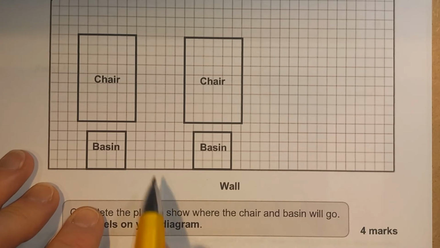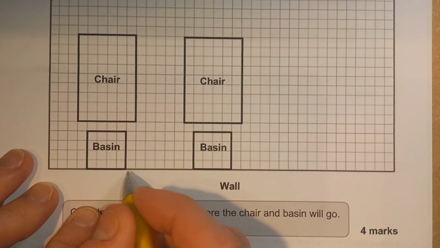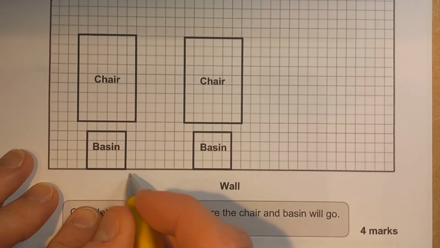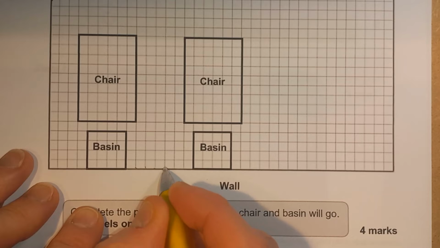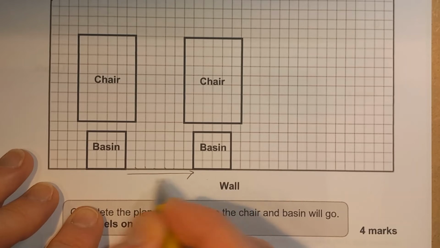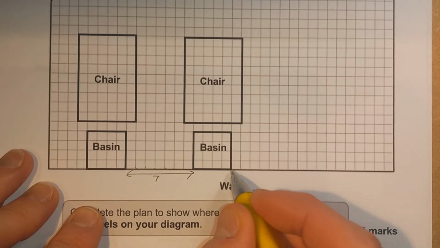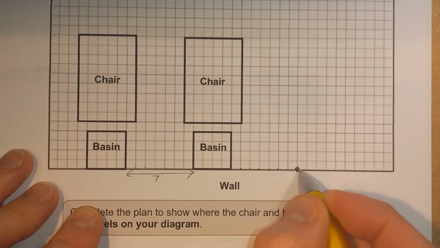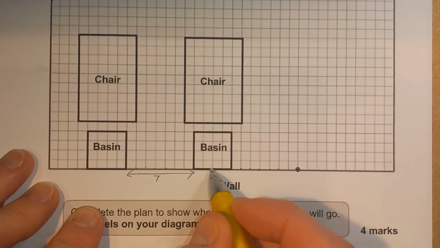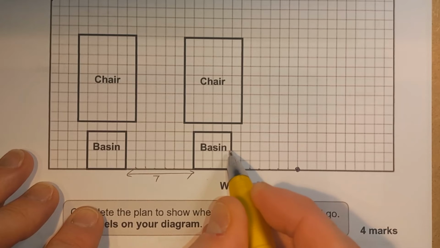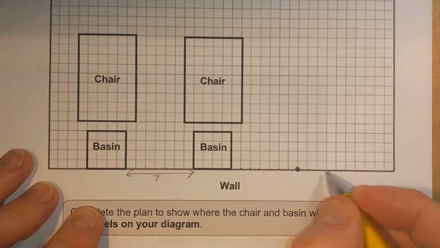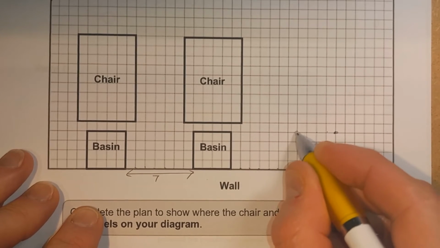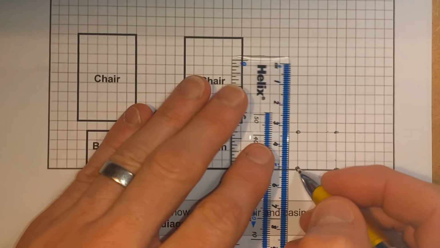So what I'm going to do is the basin first because it's against the wall. And the way I'm going to work out where to put it is by working out what distance we've got on here. So 1, 2, 3, 4, 5, 6, 7. So that's 7 squares there. So if we do 7 again, 1, 2, 3, 4, 5, 6, 7. So we're going to start in that corner, and the basin is 4 squares across and 4 squares up. So I'll get my ruler, make it nice and tidy.